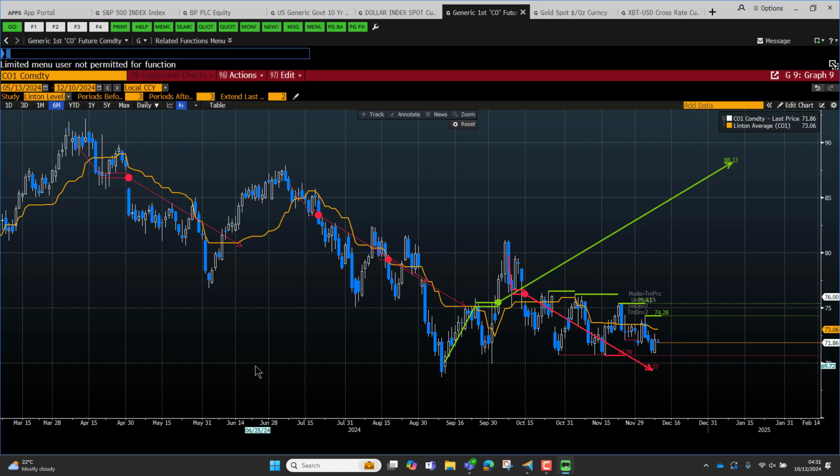This 70 level for Brent crude is really important. If we break that, that is pretty bearish. And we've got some targets here. 70 is the support level. That's a double support level, being tested twice. That's marked on the chart, and those come with the Linton levels.